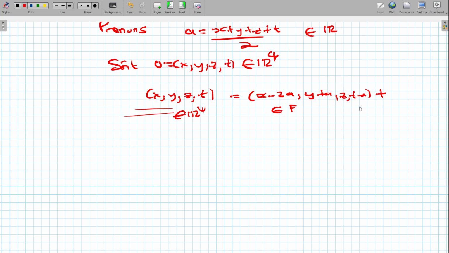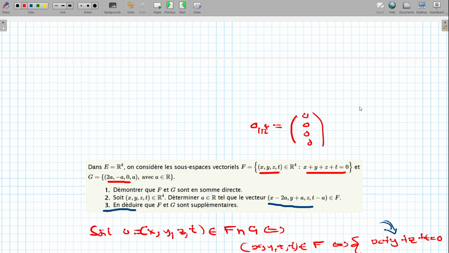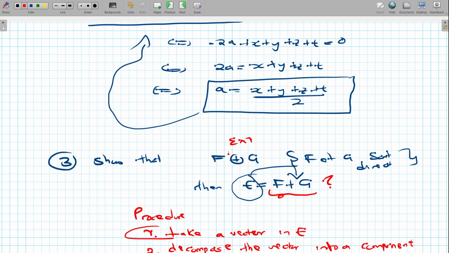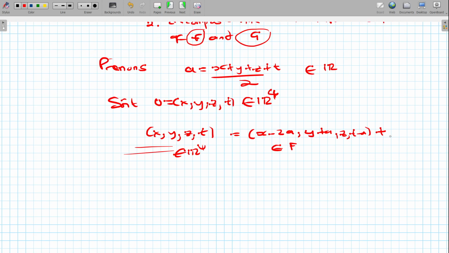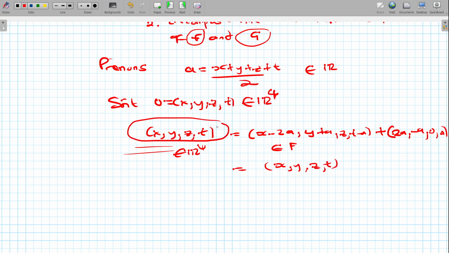We know that every vector in G has these components: 2A, minus A, 0, A. So if I inject this here, 2A, minus A, 0, A, and add these two vectors, you're going to get X, Y, Z, T. Because my choice of this vector U is arbitrary, we've shown that this vector can be decomposed into an element of F and an element of G.